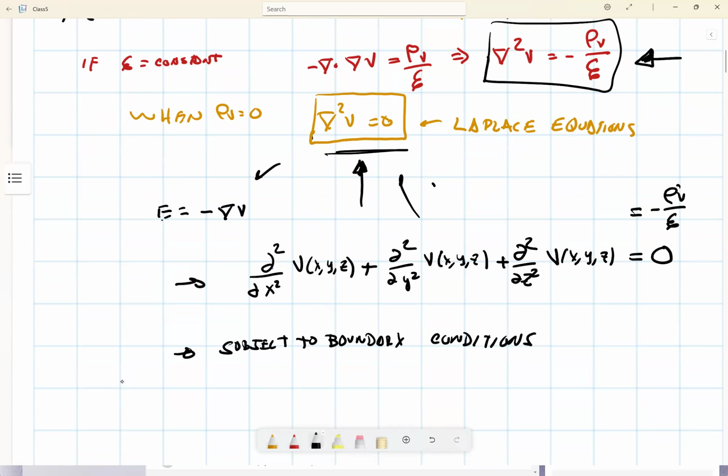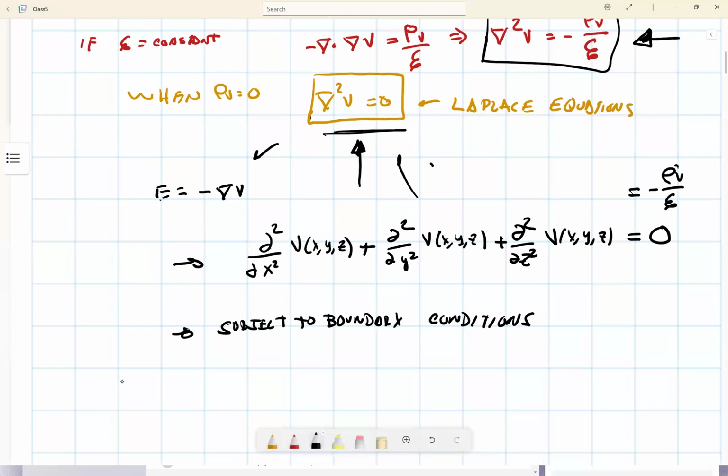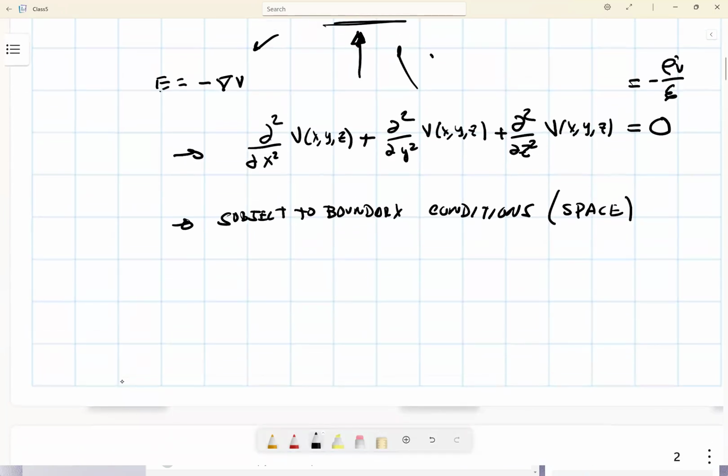And the boundary conditions are equivalent to the initial conditions, just for space. So boundary conditions refers to space. Because this is not a variable in time equation, the equation is only in space, so it will have to be limited in space.